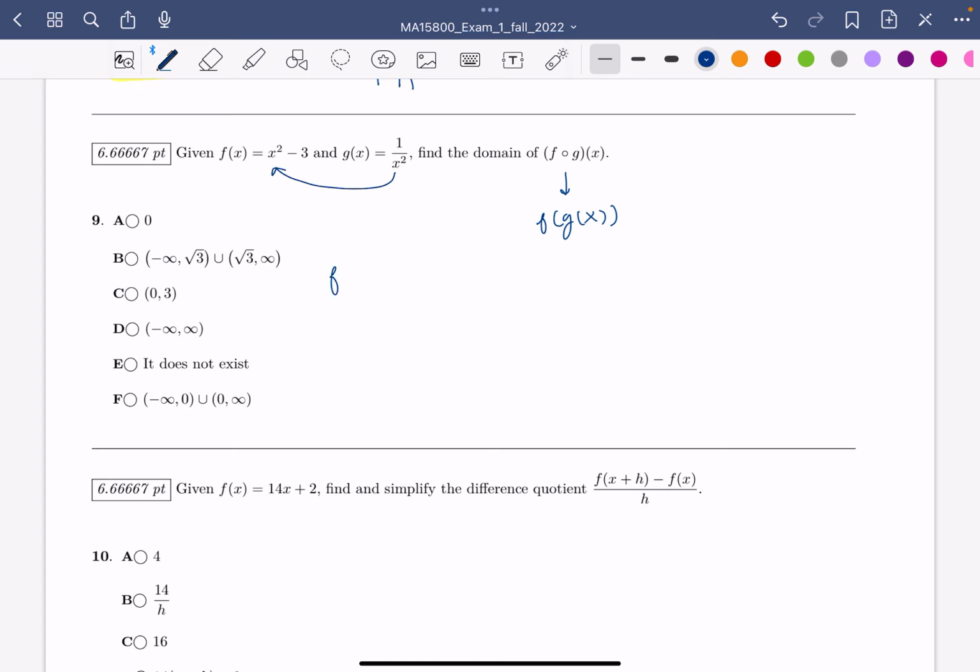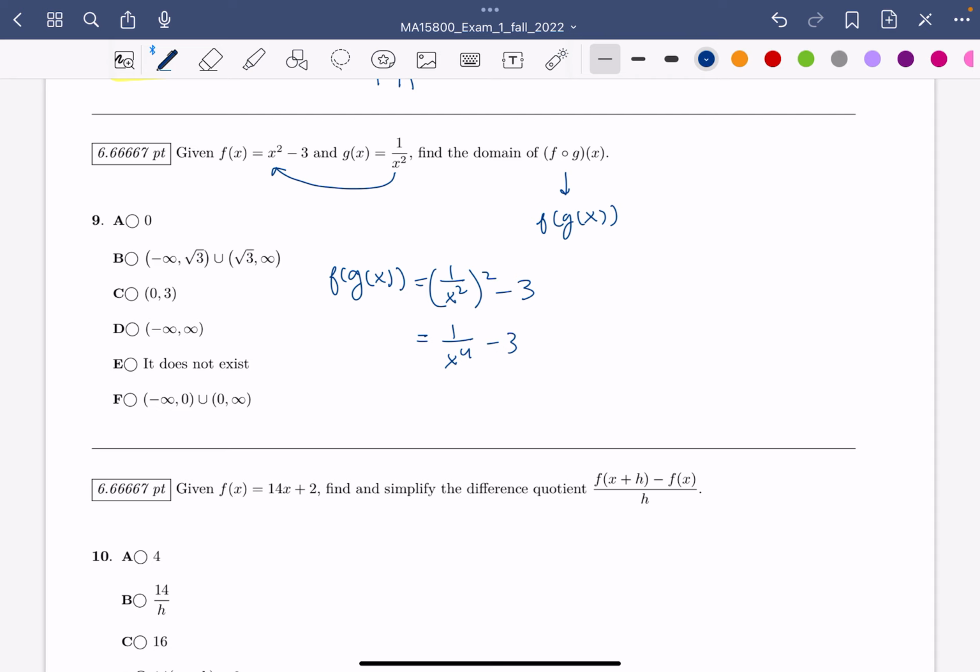Now if we do that, we get f of g of x equal to 1 over x squared, the whole quantity squared, minus 3. Simplify that, we get 1 over x to the fourth minus 3. Now we need to find the domain.